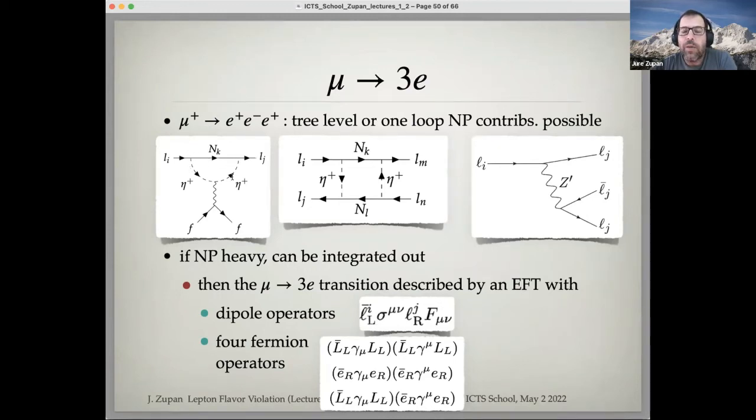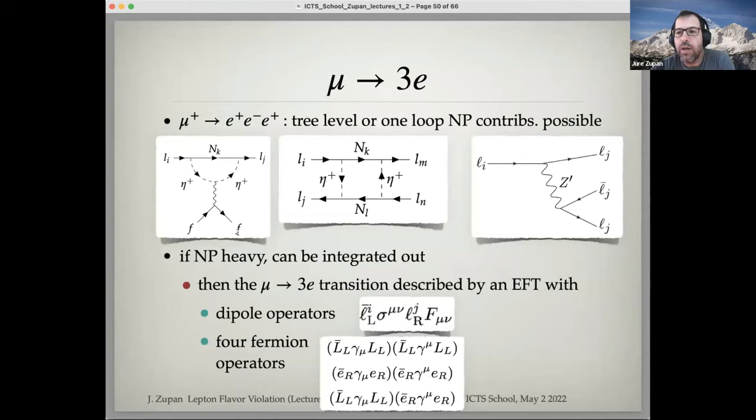The first one is the one that we already saw. So I can have some stuff running in the loop, exactly the same one loop, with a neutrino model as an example. So I have some charged states running in the loop, some neutral states running in the loop. The photon attaches to the charged state. And then instead of just seeing a photon, this converts, decays. It's an off-shell photon that then decays to e plus e minus.